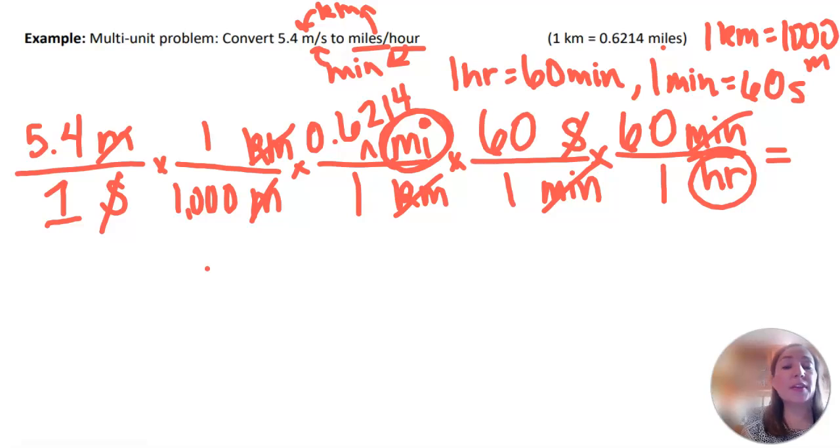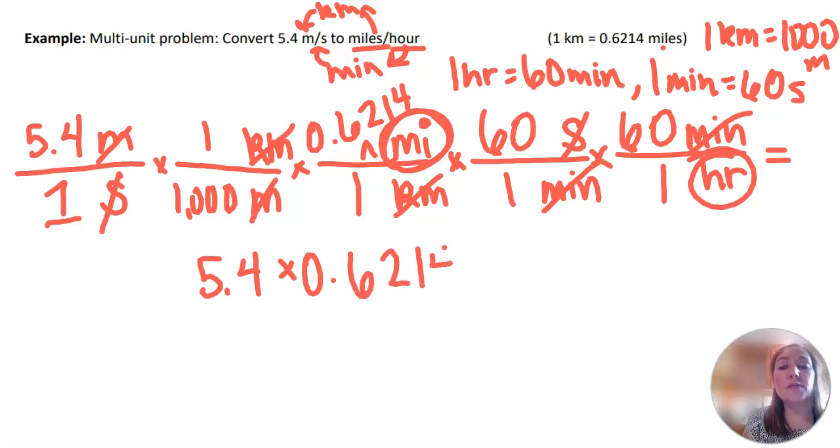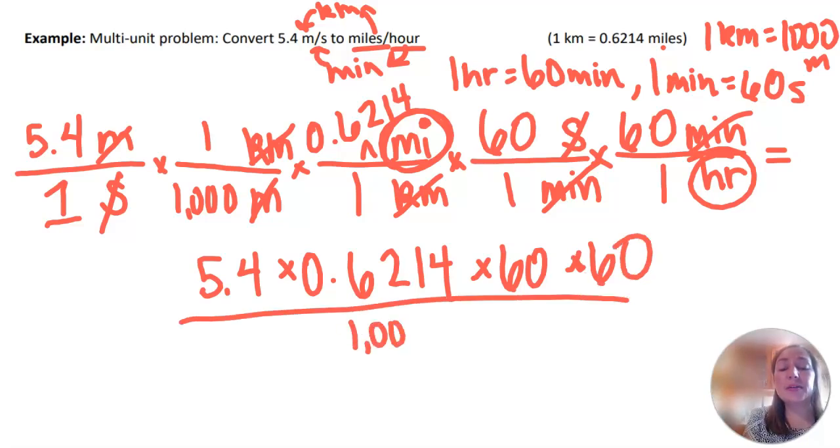So multiply everything in the numerator. 5.4 times 1 times 0.6214 times 60 times 60. In the denominator, all there is 1,000. Excuse me, let's get out our calculators. Okay, I'm literally doing this. Are you? I hope you're calculating this with me because it's always good to check.